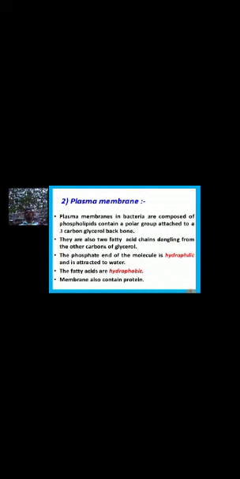Plasma membrane. The plasma membrane in bacteria is composed of phospholipids, containing a polar group attached to a 3-carbon glycerol backbone. There are also 2 fatty acid chains dangling from the outer carbons of glycerol. The phosphate end is hydrophilic, attracted to water. The fatty acid hydrocarbon chains are hydrophobic. The membrane also contains protein.